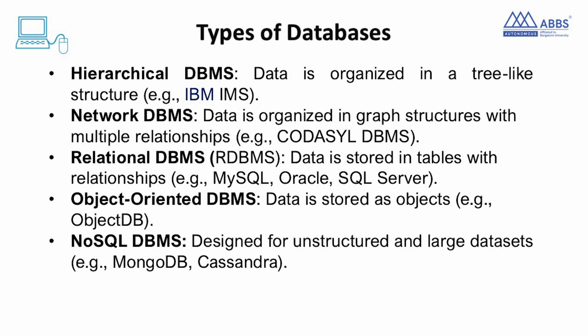In a hierarchical database, data is organized in a tree-like structure, while in a network database management system, data is organized in graph structures with multiple relationships. In a relational database management system, data is stored in tables with relationships; the best examples are MySQL, Oracle and SQL Server. And we have the object-oriented database management system, where data is stored as objects, or an object database.